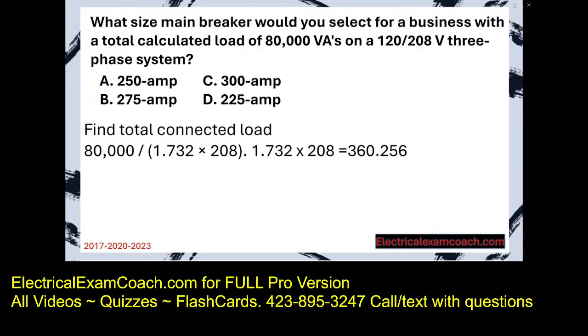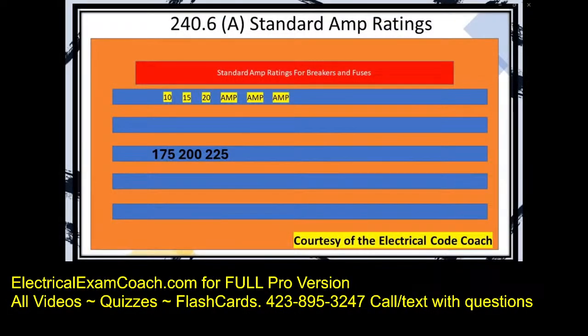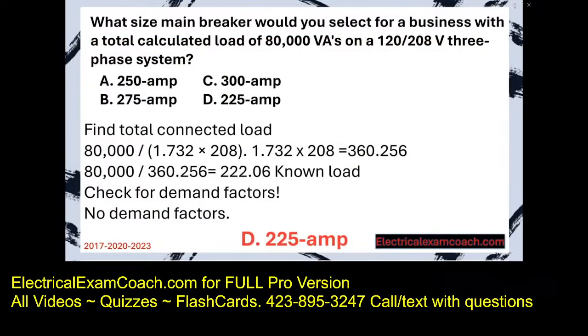We do our little bit of pre-work and we end up with 360. Now we divide that out and we end up with 222 amps. In this case, we'll round down to 222. There are no more demand factors in this calculation. We head over to table 240.6(A), choose the next standard size up, and put this on a 225 amp service.